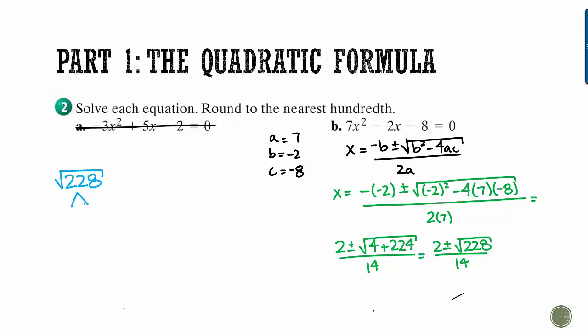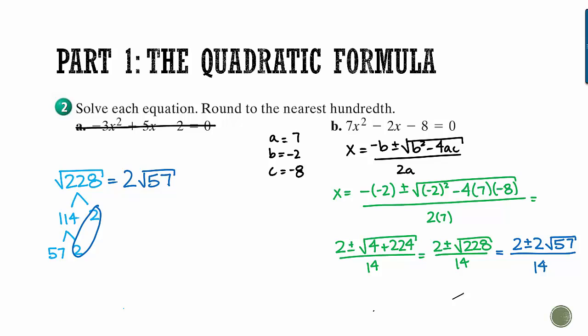So 228, a 2 goes into it, and it goes in 114 times. And then 2 goes into 114, 57 times. And then fortunately for us, 57 is a prime number, so we can't break that down anymore. So we can make a square of 2's, and 57's got to stay inside. So instead of writing 228, I'm going to write this as 2 plus or minus 2 root 57. And that's all divided by 14.